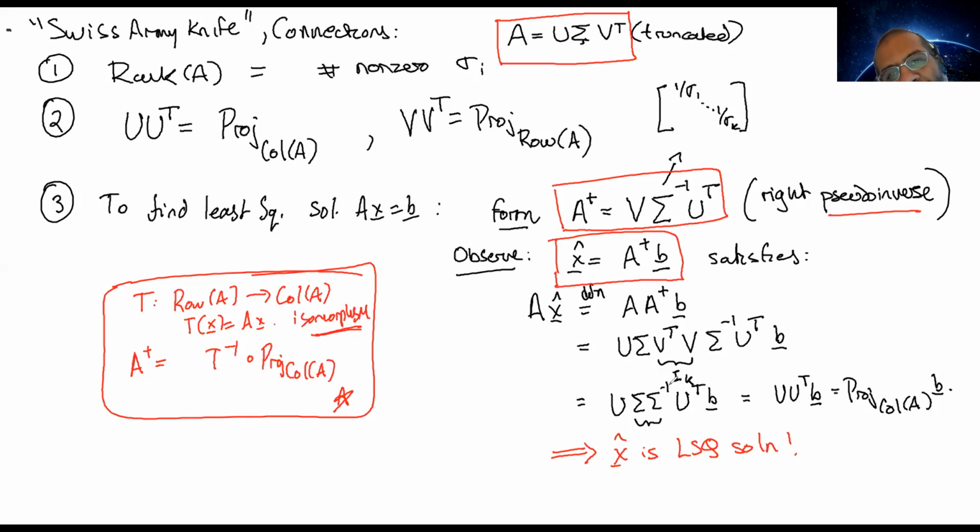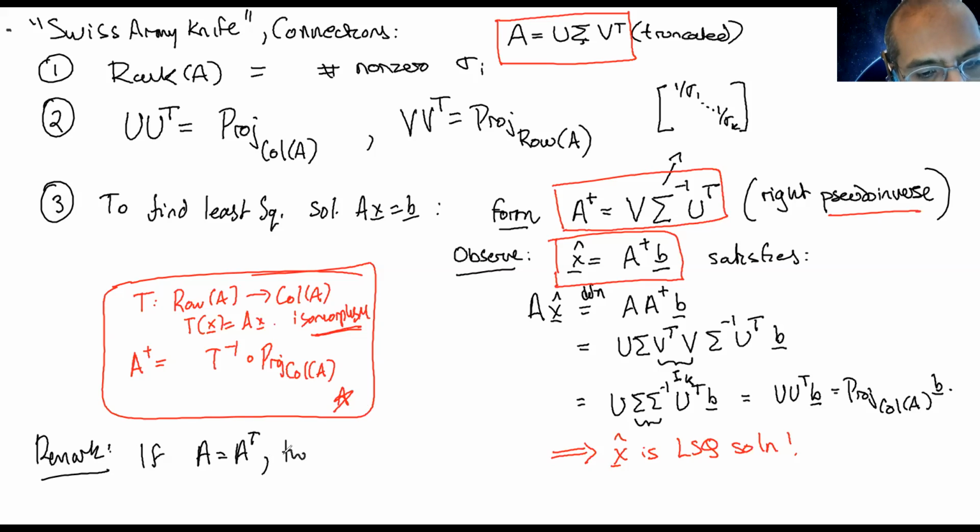It's the inverse restricted to the column space. That's one way of thinking. Okay, and finally, I want to make one last remark: if the matrix is symmetric, then the SVD is the same as the spectral decomposition.